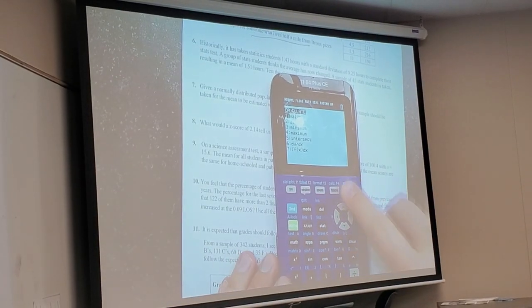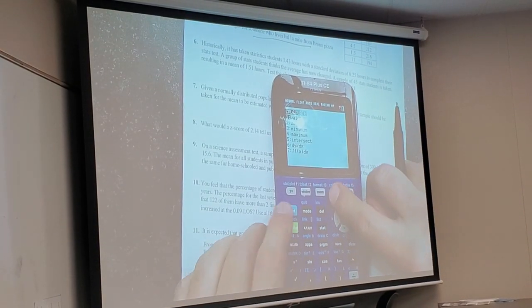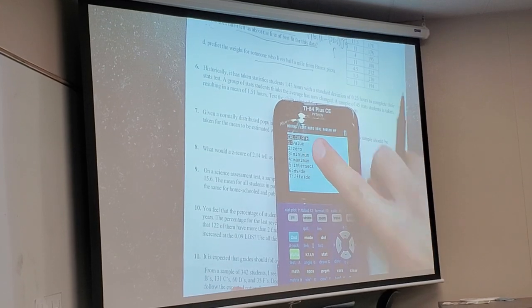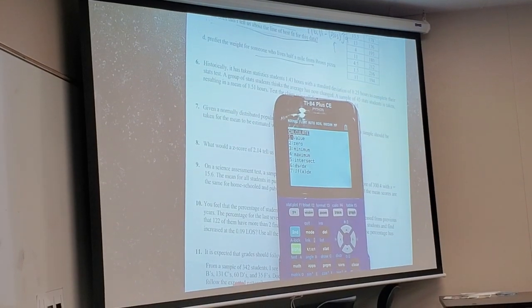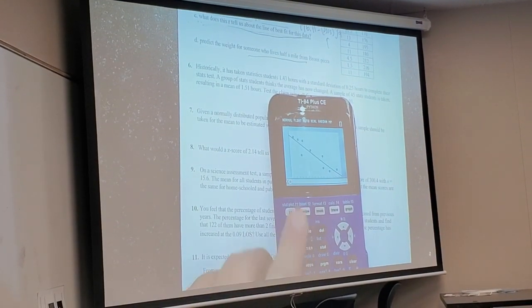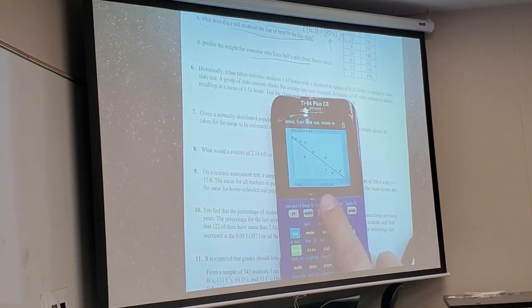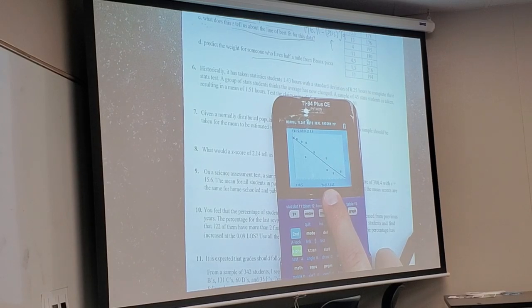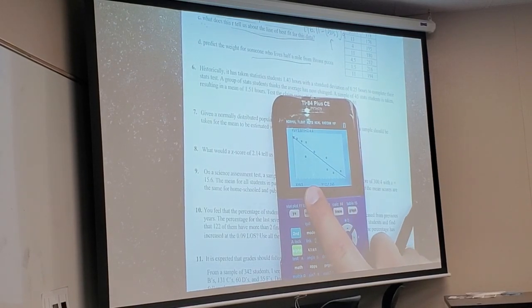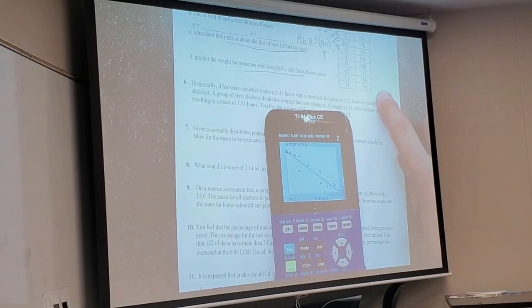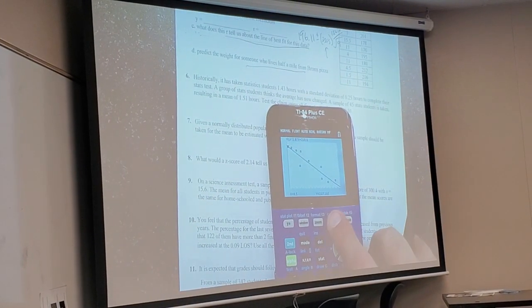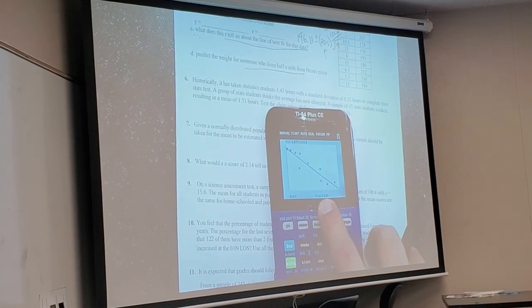So if I hit second trace, I get to this, and I want to do the value of something. I want to know the value of the function when x is half a mile. And then I get my predicted weight. If somebody lived half a mile from Bronx Pizza, and this correlation did exist the way we say it does, would they have to be exactly this weight? Especially because why?